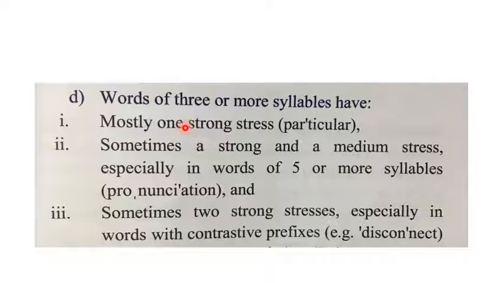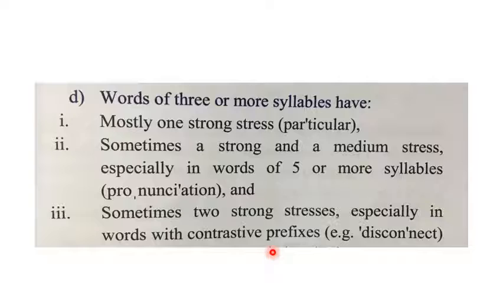زي كلمة pronunciation as we discussed earlier. تمام. Pronunciation has two kinds of stress, medium and strong stress. تمام. Sometimes two strong stresses. مرات كمان two strong stresses, especially in words with contrastive prefixes. خصوصا مع الكلمات اللي بيكون فيها contrastive prefixes. يعني prefix بيعطيني المعنى المعاكس opposite.